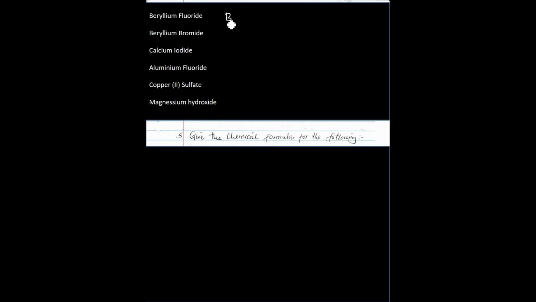Beryllium fluoride. This is just an additional question. Beryllium is main group 2. It's a metal. Fluorine is group 7. It needs 1 electron to be stable. Beryllium needs to lose 2 electrons to be stable. Okay, so you end up with BeF2, which means beryllium bromide will be BeBr2 because bromine again is -1. You drop.